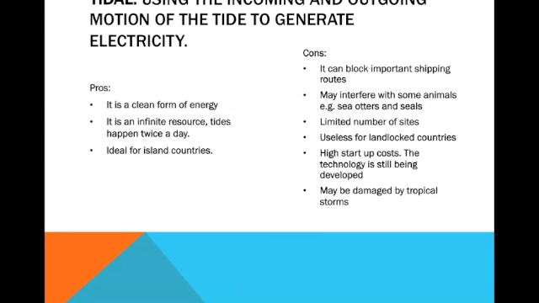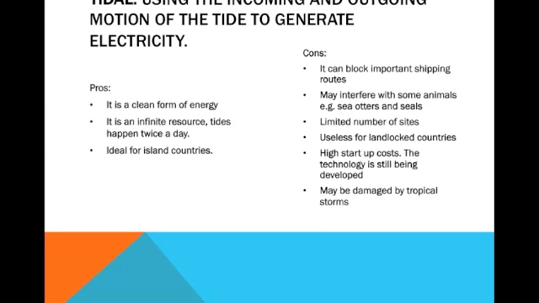So, tidal energy. This is when you use the incoming and outgoing motion of the tide to generate electricity. Some advantages would be that it's a clean form of energy. It is an infinite resource since tides happen twice a day, and it's ideal for island countries. Some disadvantages, though, would be that A, it can block important shipping routes. B, it may interfere with some animals like sea otters and seals. C, limited number of sites, so it can't be placed anywhere. For instance, if you're a landlocked country, you can't do it.